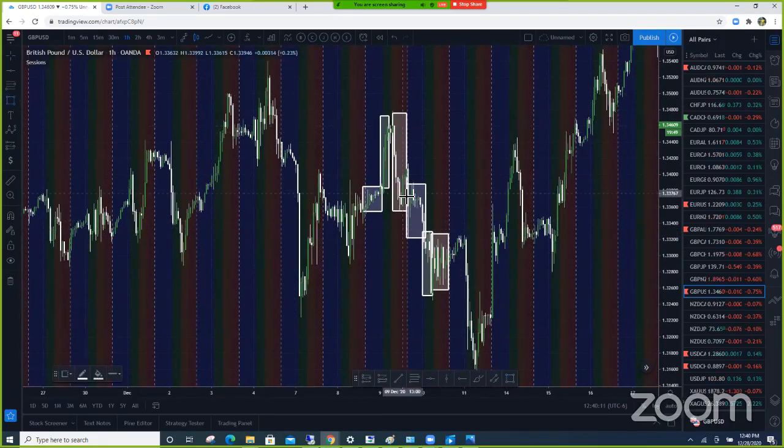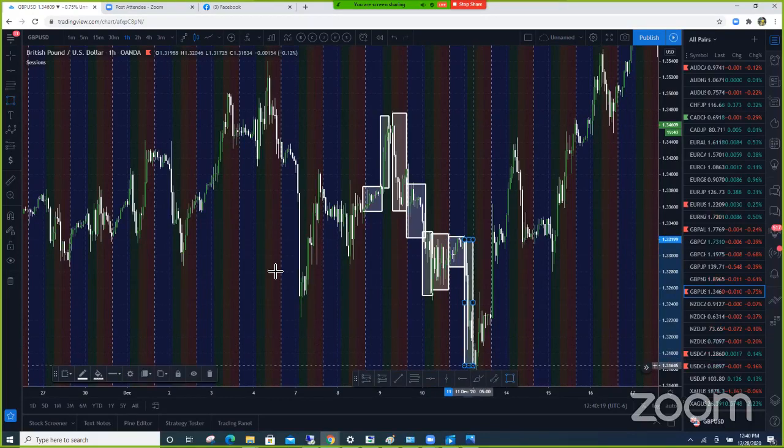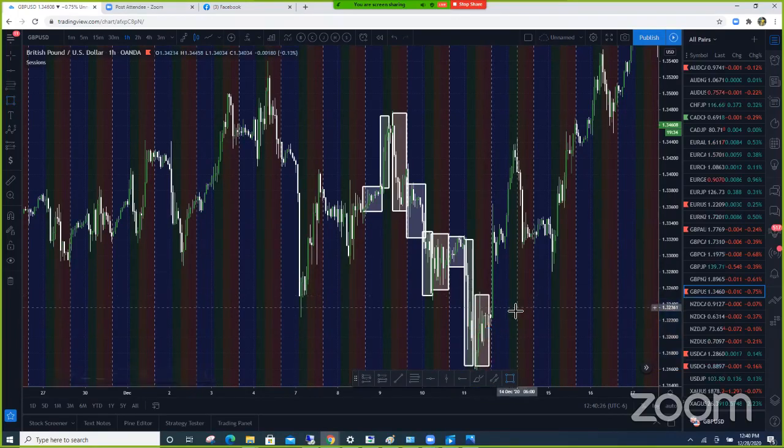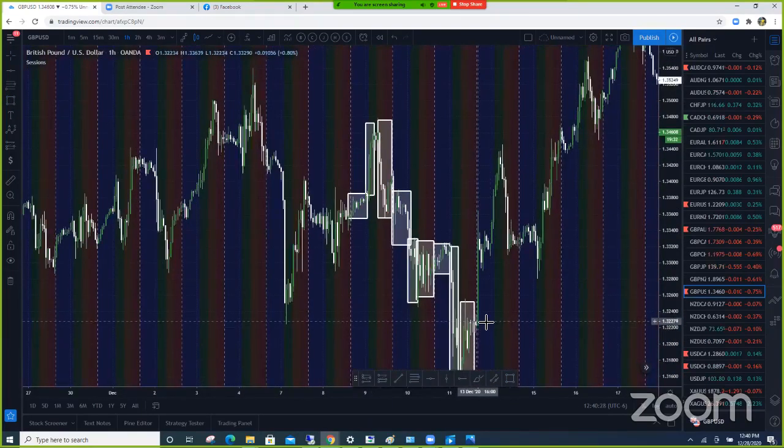Asian session had a range. It just keeps repeating. Asian session had a range. London session broke out of the range. New York session reversed it. Now, this one was a rare day where you had a market move in the Asian session. This was probably news, but after the news happened, it consolidated.